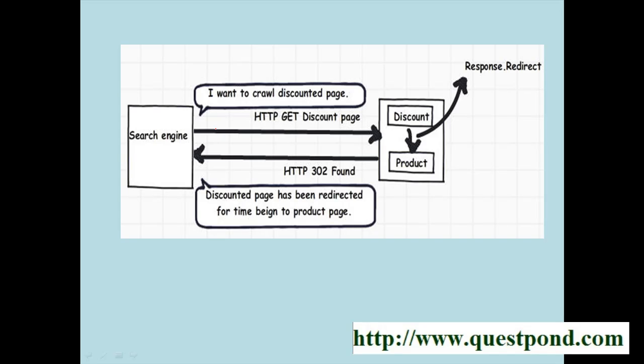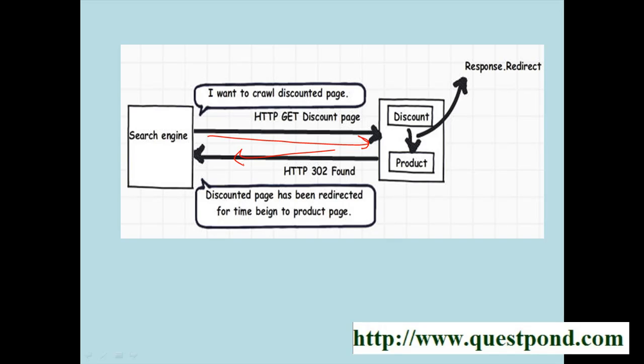Let's take this instance. Let's say that the search engine has come to a website and wants to crawl all your pages and index them. So it sends an HTTP GET or a POST request to your discount page, saying that it wants to crawl the data of the discount page. Now the discount page has a response.redirect statement. So what it does is it sends out an HTTP 302 status to the search engine.